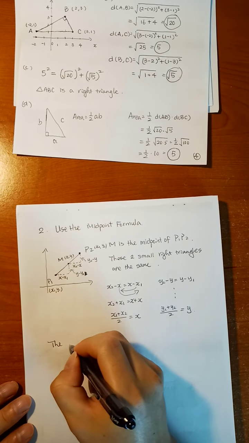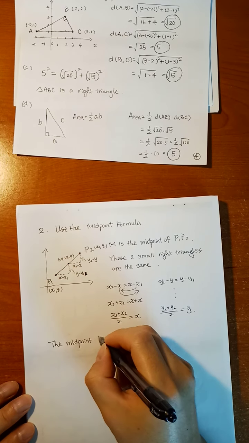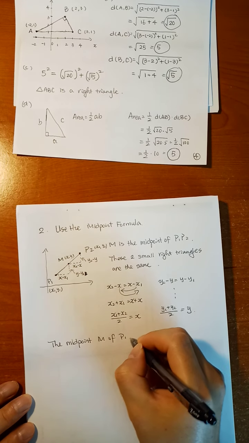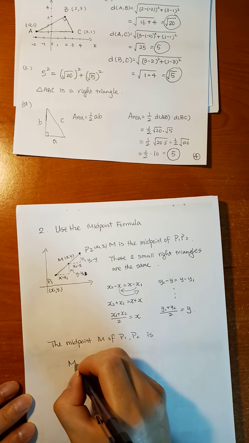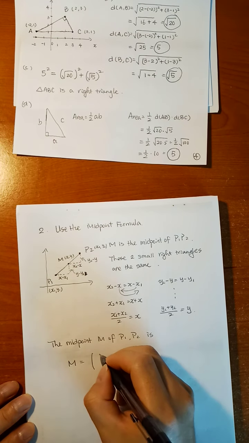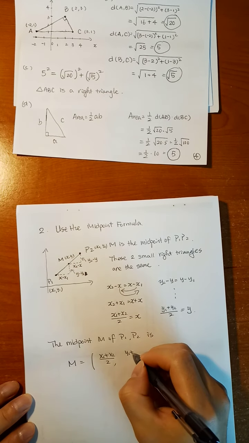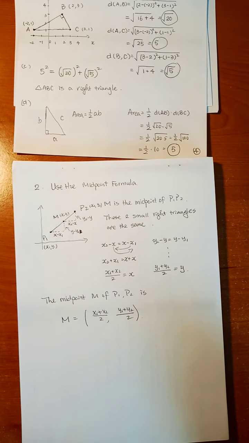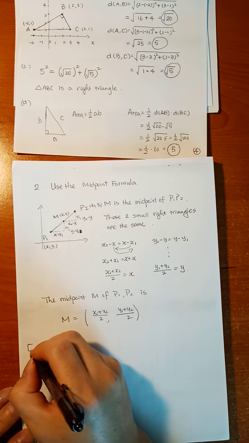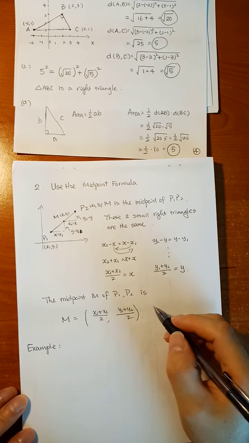Okay, this is the midpoint formula. The midpoint M of P1, P2 is x1 plus x2 over 2, y1 plus y2 over 2. Okay, so let's see the example. The example is just to apply the formula.